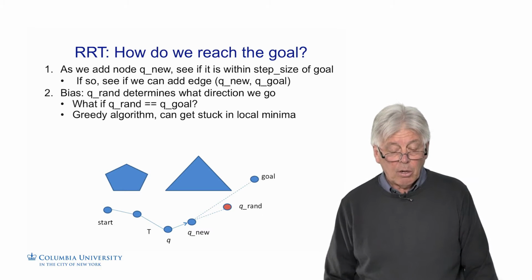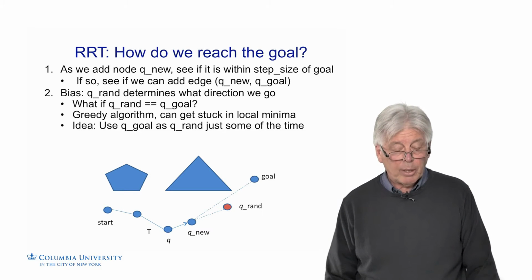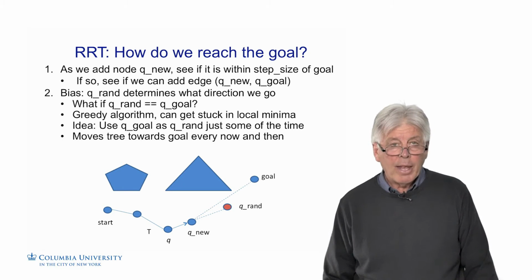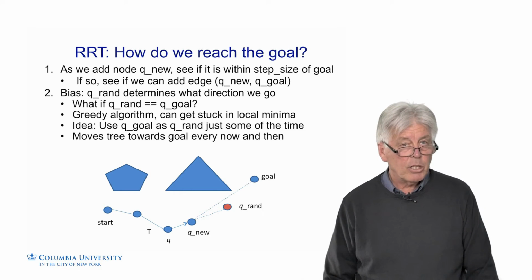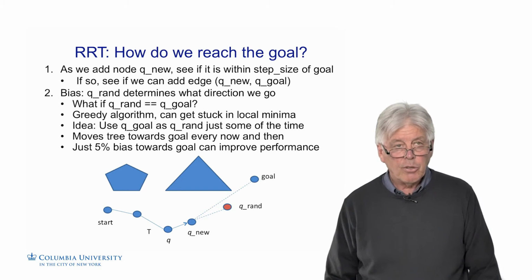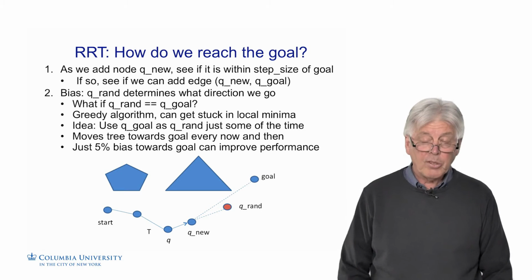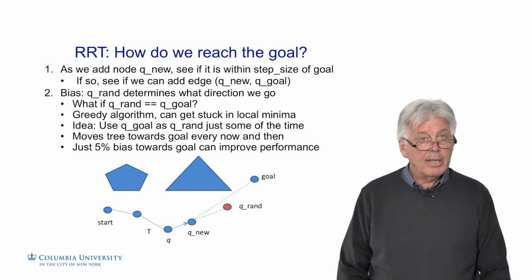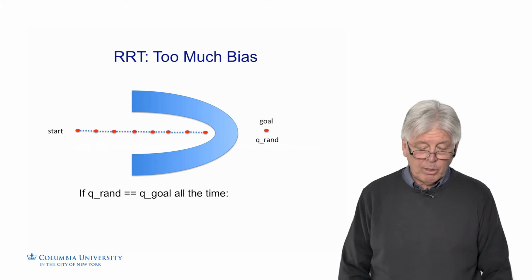So if you always go to the goal, and we'll show you an example in a minute, it's not going to work. But one trick that works pretty well is you can use the goal as QRand just some of the time. So every now and then you say, let's get lucky, let's get close to the goal, and use the goal as the place we're shooting for. And if you use just a 5% bias towards the goal, you can really improve performance. There's no guarantees here, but the idea is that it's good to have goal-directed shaping of the tree towards the goal, but not all the time. If you go all the time, you get too much bias.